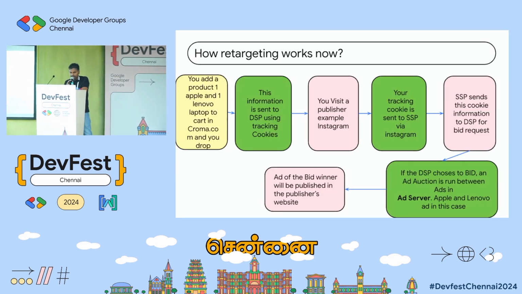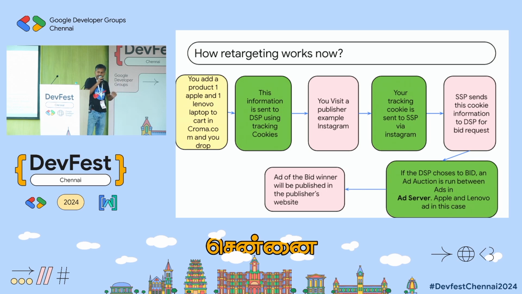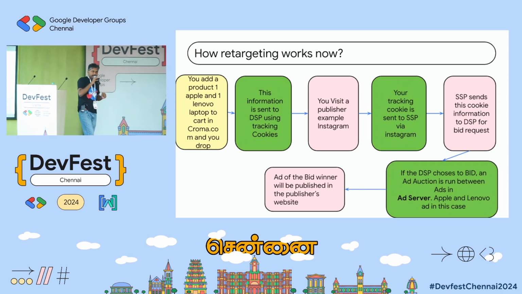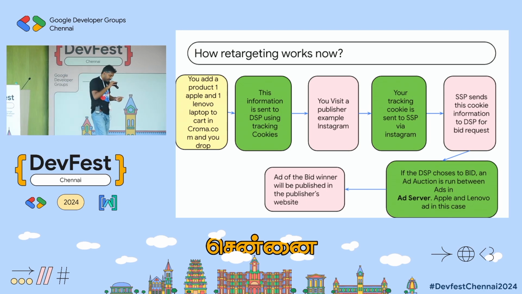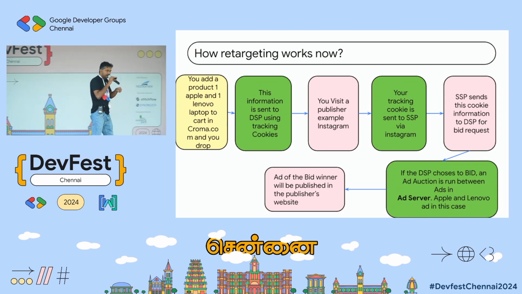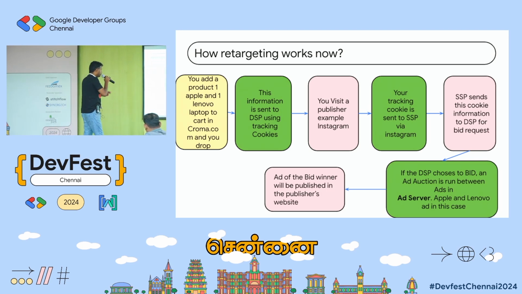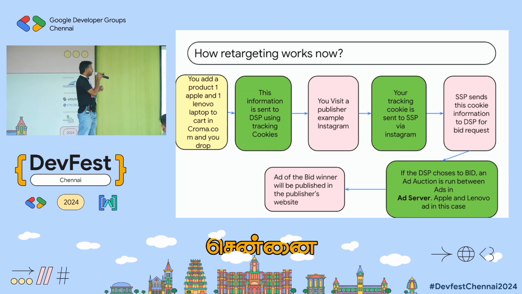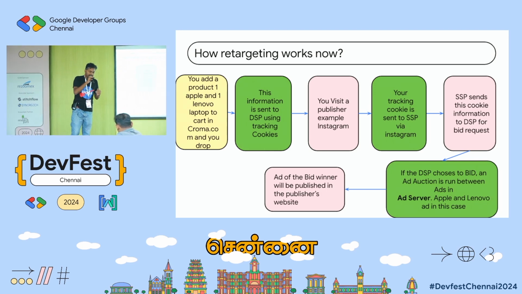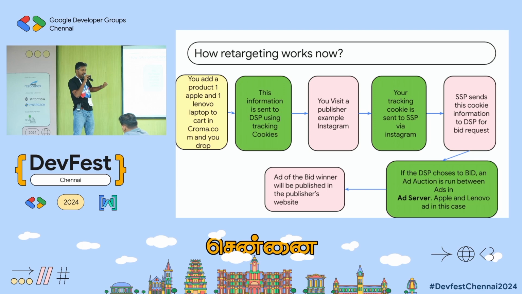So basically they are retargeting, influencing your thoughts to buy things. How this works currently is that, let's say you go to the Chroma website. In Chroma, you are interested in Apple and Lenovo products. You add one Apple laptop and one Lenovo laptop to your cart. The moment you do this, the same third-party cookies used for tracking, which are set by the DSP, the demand-side platform, would be sent to the ad server.